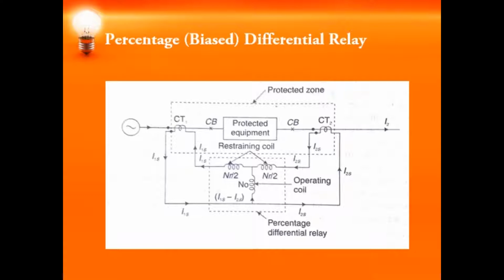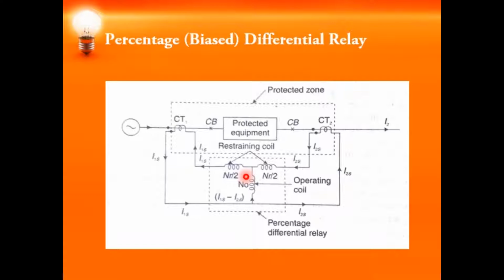The main disadvantage of this simple differential protection scheme is that there is a chance of the relay to operate when there is an external fault. That is mainly due to errors in the CT. So that is why the simple differential protection scheme is slightly modified to obtain a percentage differential protection scheme or percentage differential relay, otherwise known as biased differential relay, which will not operate for any external faults or through faults.